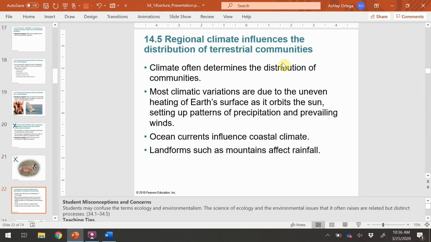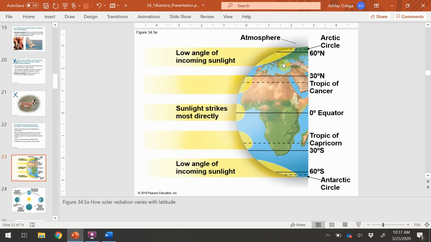There are lots of different variations of climate due to uneven heating of the Earth's surface, the Earth's tilt of axis as it rotates around the sun, along with different precipitation and wind patterns. So let's take a look at these, and I'll point out what to know. All right, so the first principle is that the sunlight coming from the sun hits Earth differently at different angles.